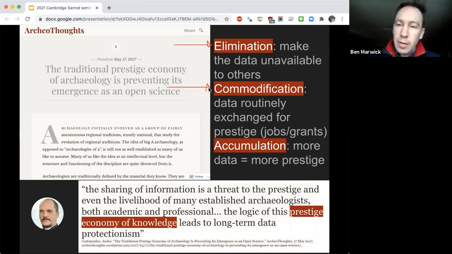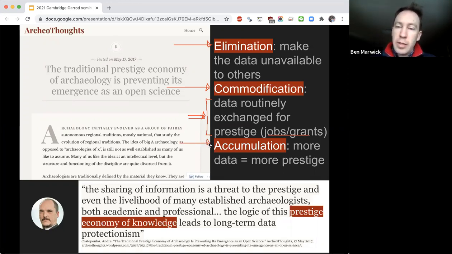Very personal connection. Commodification, I think this is pretty straightforward, where the data are routinely exchanged for prestige. You know, I will give you my review of this grant, if you admit me to the reviewers panel, or if you want expertise on slavery in the Caribbean, you'd need to hire me into that position because I'm the only one who has the access to those data sets. So we can convert data into prestige, which then gets translated into very practical things that make a difference to how well we can pay our rent and buy food and so on.